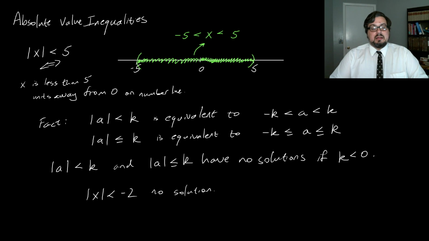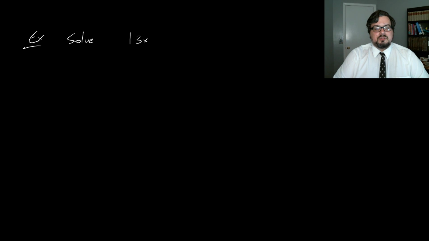But when k is non-negative, when k is 0 or positive, then the inequalities with the absolute value less than the number can be translated into compound inequalities in this way. So let's do an example. Let's solve the inequality: the absolute value of 3x plus 2 is less than or equal to 7.